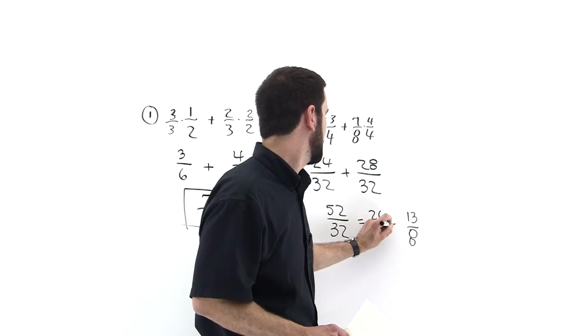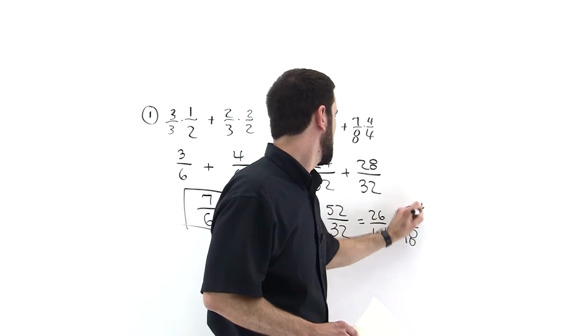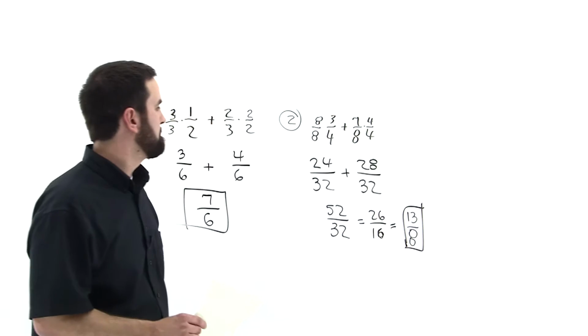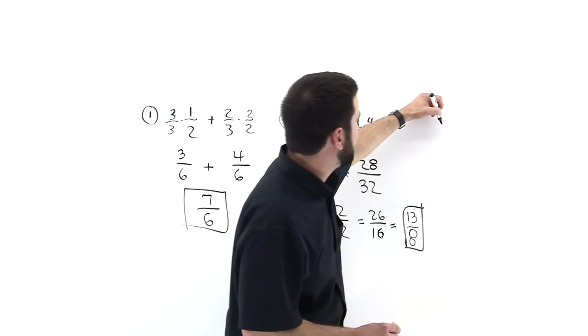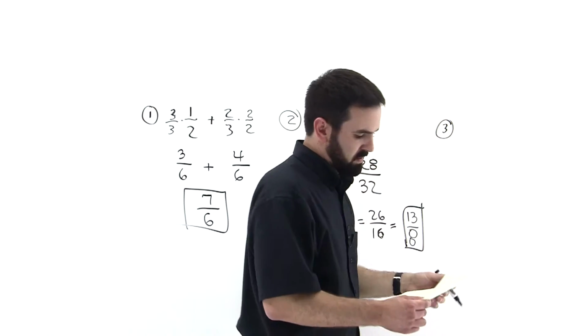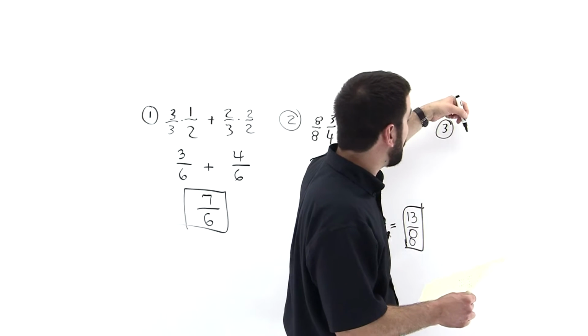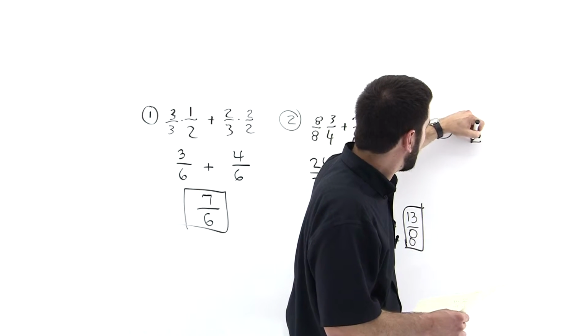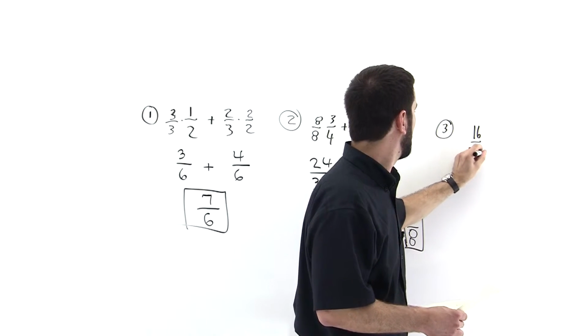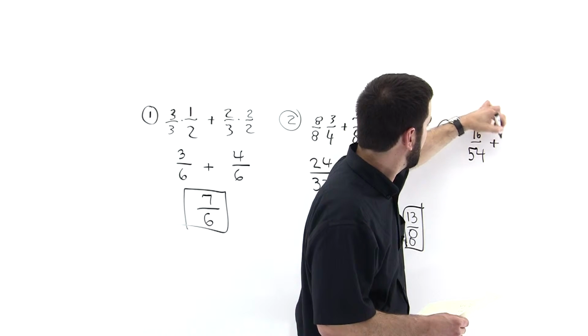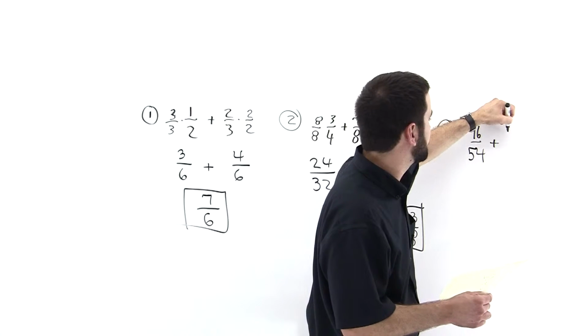Do like this. Right? So for number 3, we have 16 over 54 plus 17 over 12.